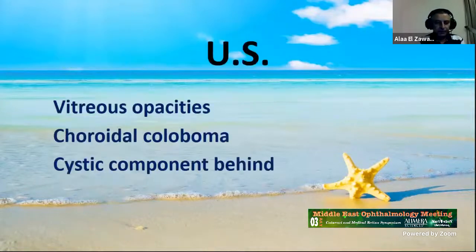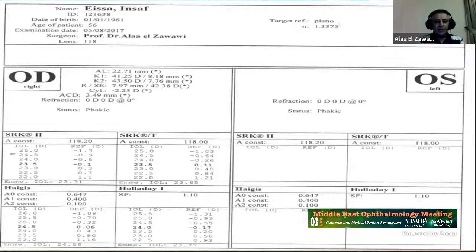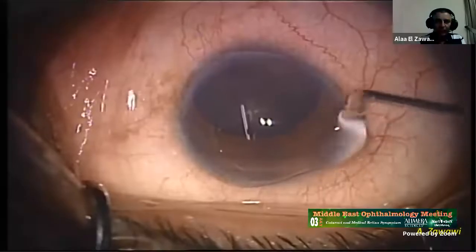What shall I do? I did ultrasound. There are some minute vitreous opacities. There is also choroidal coloboma with the iris coloboma and some cystic components behind, but nothing wrong with the retina. The retina is in place. Regarding the biometry, it is okay. The axial length is 22.7 and the K is 41.43 and the IOL is in the usual range, 23.5, and everything was looking okay. But what to do?